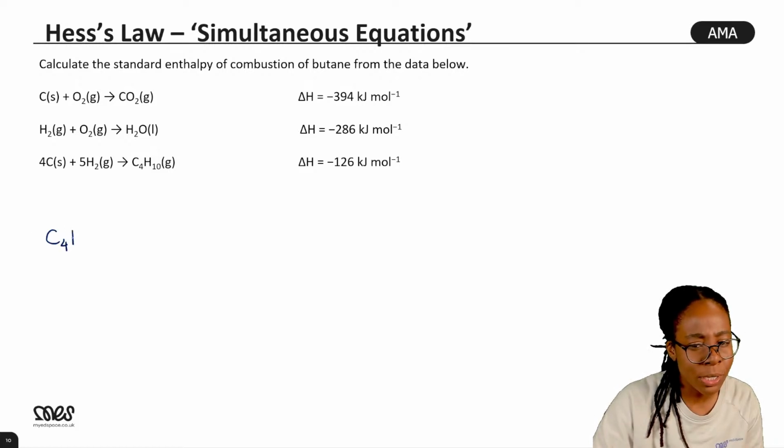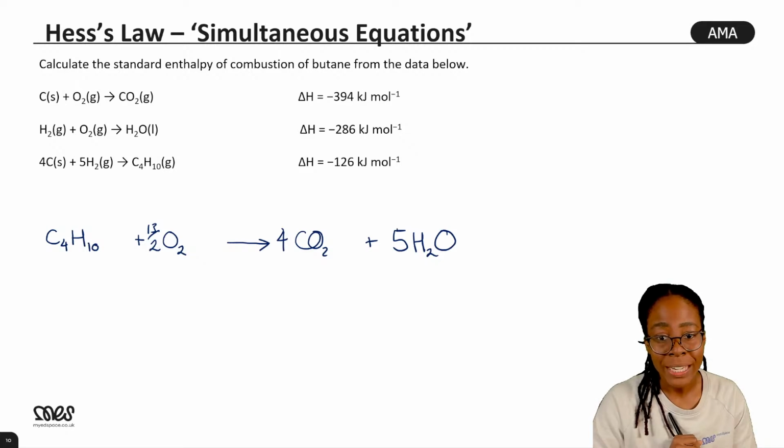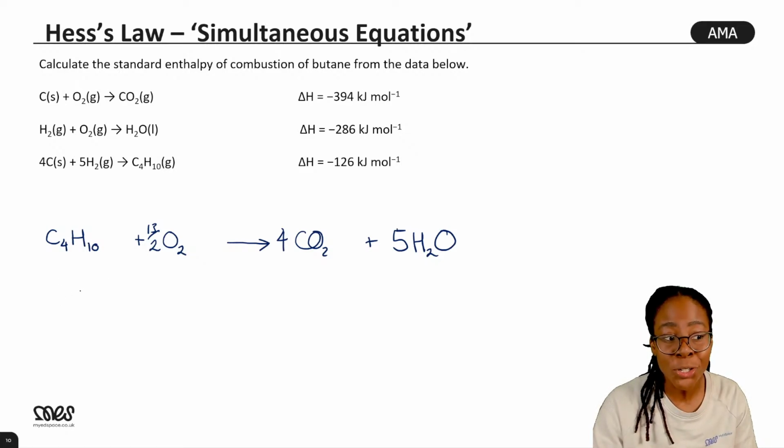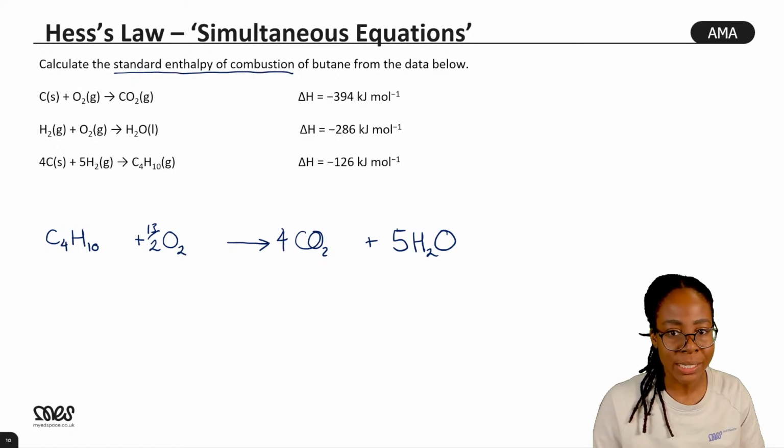So for the standard enthalpy of combustion, the equation that we want is butane plus oxygen producing carbon dioxide and water. Balancing this, 4 carbon dioxides, 5 waters, 8 plus 5, 13, 13 over 2 oxygens. So this is the equation now that we're trying to get to. We had to write it ourselves because we are expected to know what this means. And now the rest of it is just as straightforward as the other ones in theory.